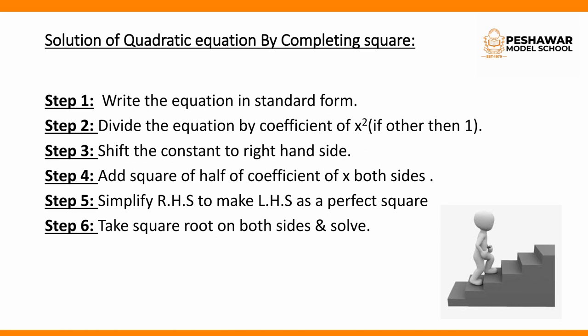Now in step 3 we have to move the constant to the right hand side, and in step 4 we have to add the square of half of the coefficient of x on both sides, and step 5 simply write the left hand side as a perfect square, and then we will take square root on both sides and we will solve it.